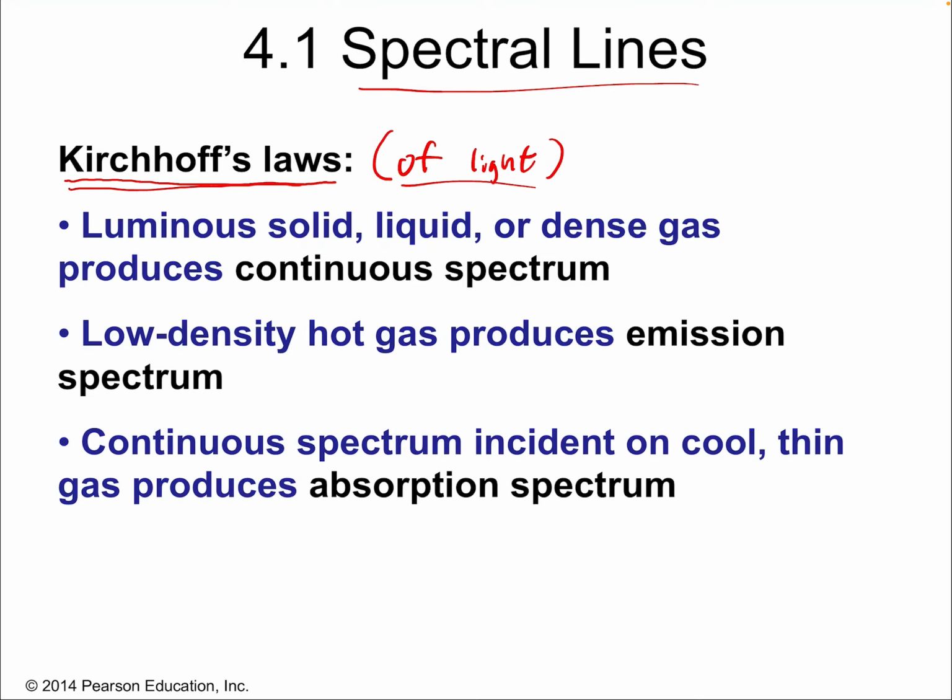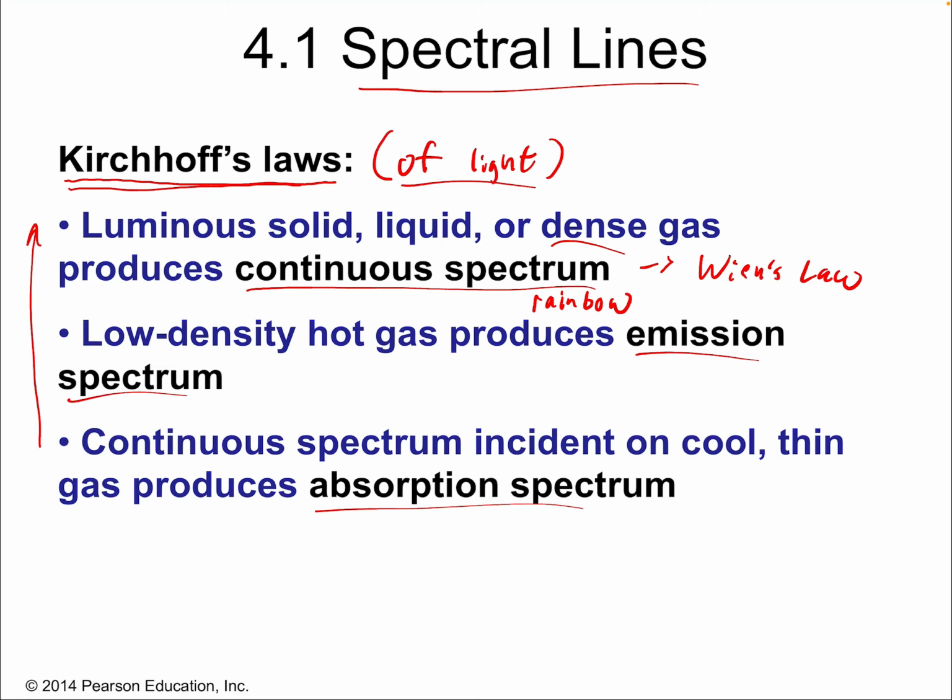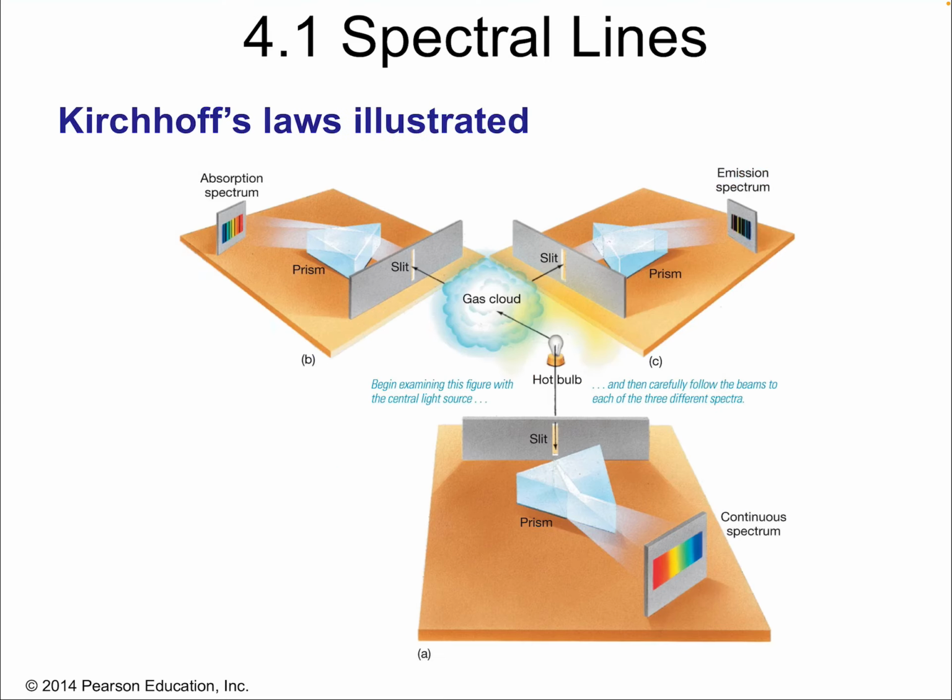Well, those laws say that luminous solids, liquids, or dense gases produce continuous spectrums. Those are the type that we can use Wien's law with. See Chapter 3 and the lecture for Chapter 3. Those are the continuous spectrums, the rainbows that I've mentioned many times. I was leading up to these laws. Low density hot gases produce emission spectrums, the fingerprint of the element. Continuous spectrums incident on cool thin gas produce absorption spectrums. So these three laws apply to these three statements.